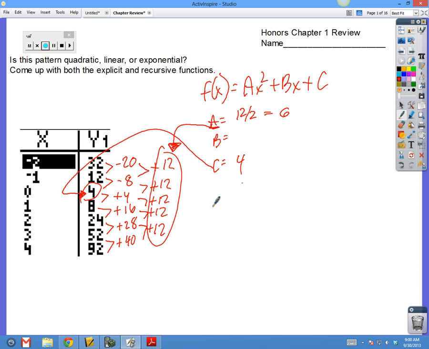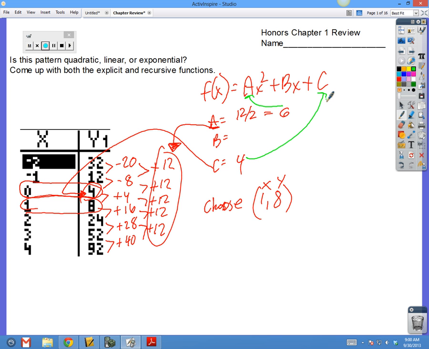So now I've got to choose an x and a y, and do not choose 0, 4, because that will make you sit and spin your wheels. So I'm going to go with this one right here. I'm going to choose 1 and 8 for my x and for my y. Now I'm going to take everything and substitute it into this grandfather equation. I'm going to replace a with 6, c with 4, x with 1, and 8 is going to go in for y.